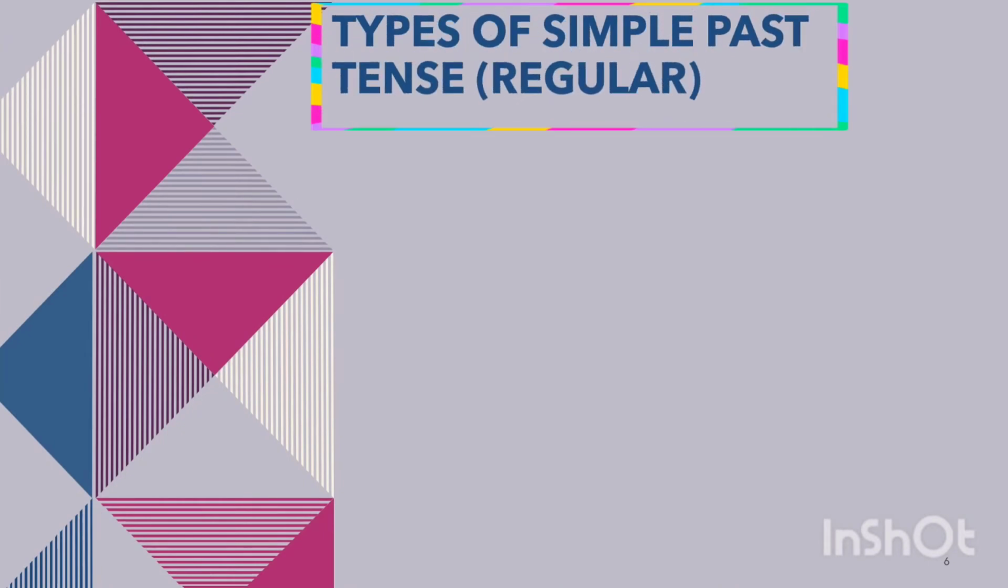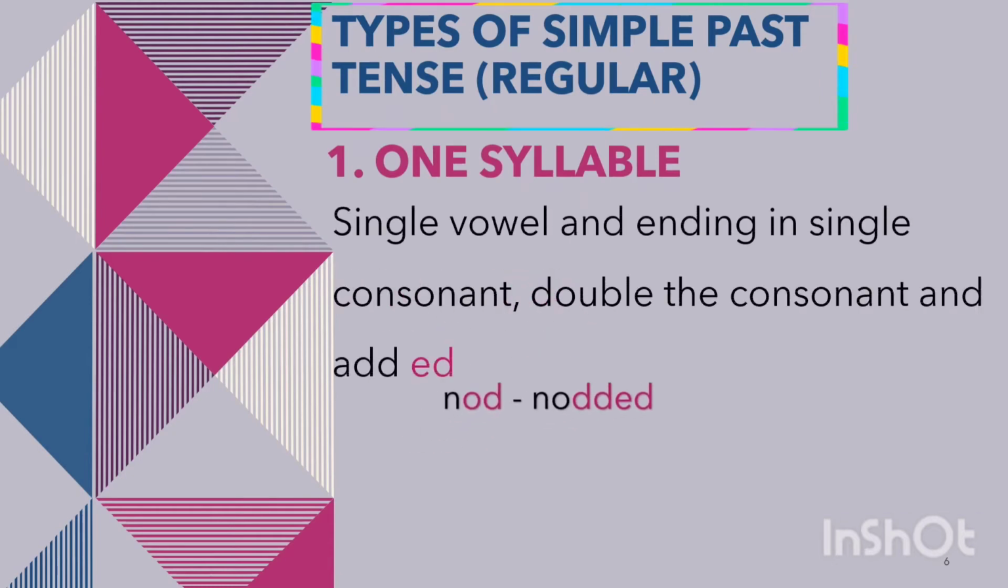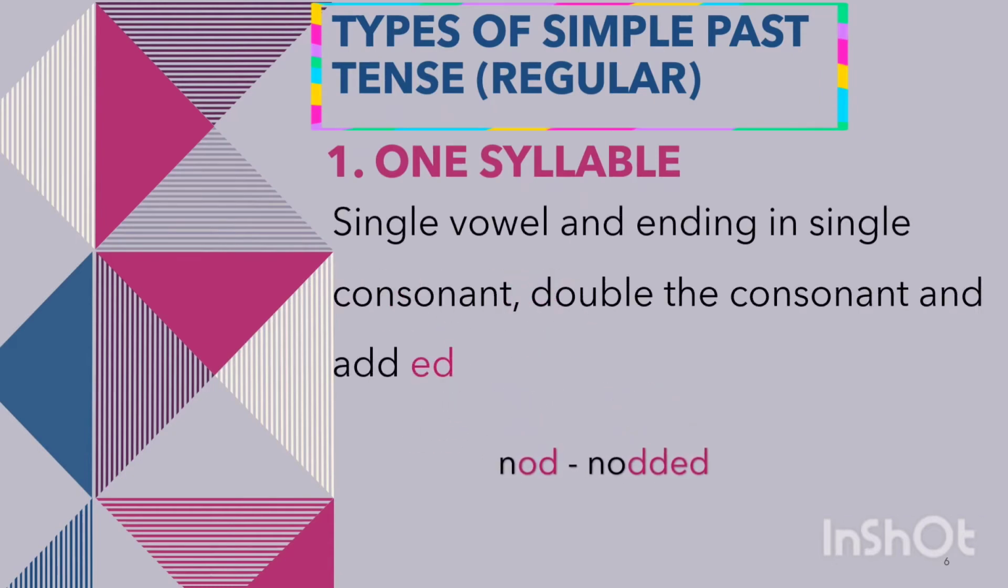Next, for one syllable, single vowel and ending in single consonant, double the consonant and add ed. For example, nod. So you need to double the d when you change to simple past tense. So the spelling will be like this: N-O-D-D-E-D. Nod, nodded.